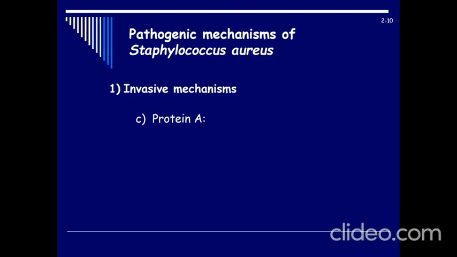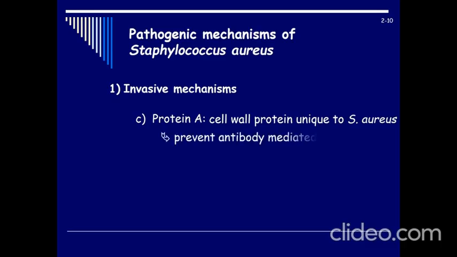The next one we're going to talk about is protein A, and this is a cell wall protein that is unique to Staphylococcus aureus. And we've already talked about this one a little bit. Now, this is an important invasive mechanism because this prevents antibody-mediated phagocytosis. And it does this through manipulating the IgG molecule. So let's take a look at that.